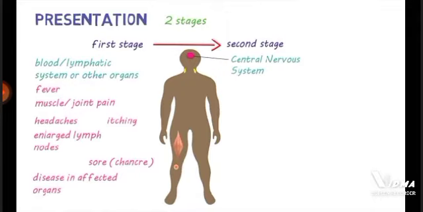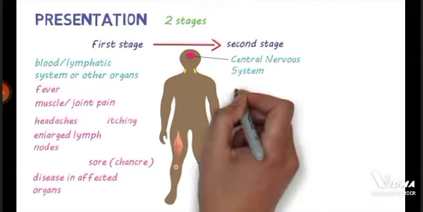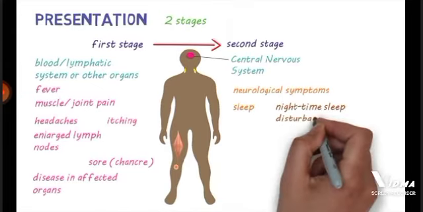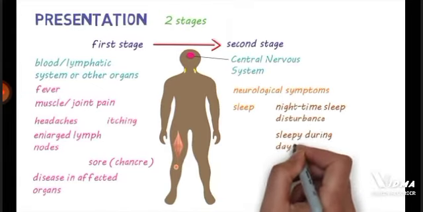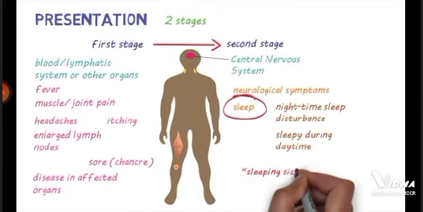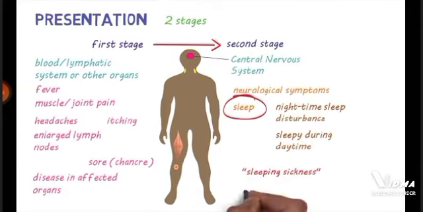In the second stage, there can be a range of neurological symptoms, such as changes in personality, psychiatric symptoms, weakness, or problems with movement. The disease can affect sleep. Patients tend to have nighttime sleep disturbances and are sleepy during the day. This can get progressively worse, with patients sleeping most of the time. This is why the disease is called sleeping sickness. If left untreated, the disease can lead to death.